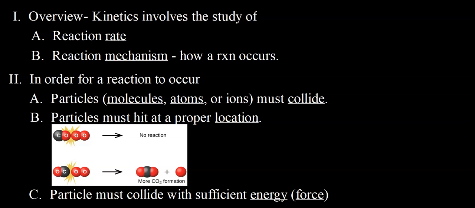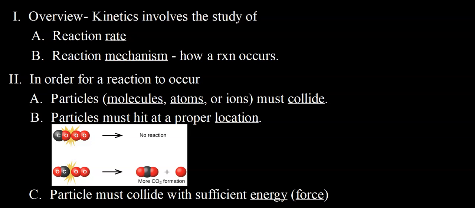Condition number two is that not only must the particles collide and not only collide at the correct angle or orientation, but they must collide hard enough. They must collide with sufficient energy or force. So if the particles don't collide hard enough, they'll simply just bounce off of each other and remain as reactant particles, and they will not form new substances. So this again is known as the collision theory.